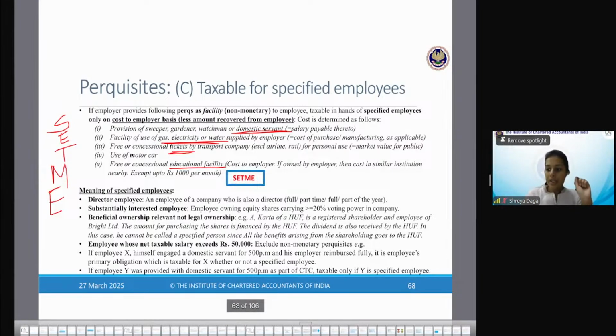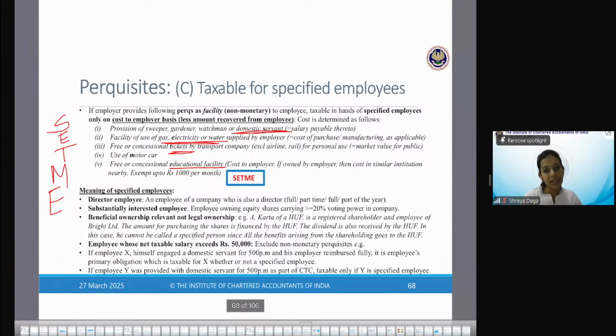Okay. All right. So the acronym to remember these 5 points is SET ME. SET ME. It's just a small word to help you remember that sweeper, electricity, ticket, motor car, education. Sweeper or servant, electricity, ticket, motor car, education. These 5 points fall in category C, which is taxable perquisites only for specified employees.